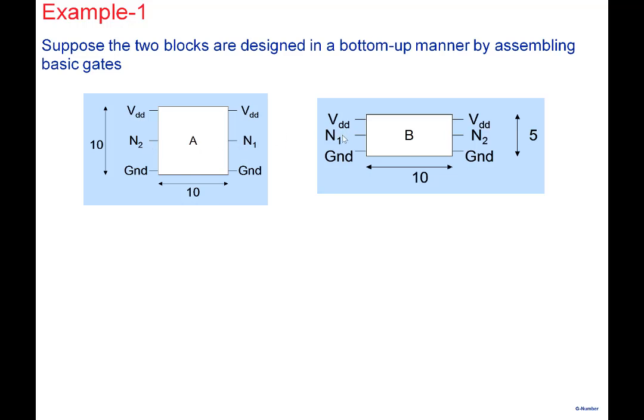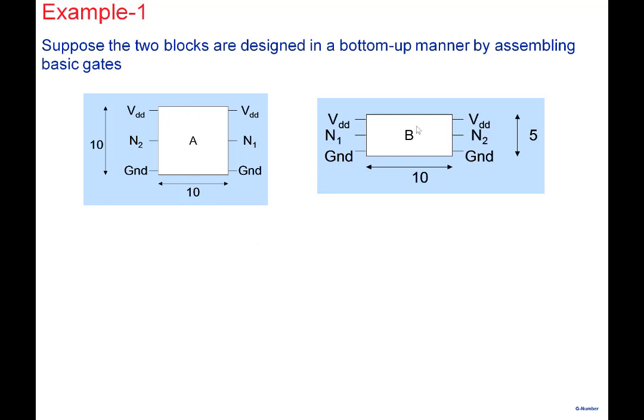Similarly, let's say you have a block B. And block B also obviously has VDD, ground, and all that, and has N1 and N2. N1 and N2 meaning this N1 has to be connected to this N1, and this N2 has to be connected to N2. So let's say you didn't think enough about the overall chip layout. What you did was you had a block A or a multiplier, you took all the gates and assembled it together, and you got something like this.